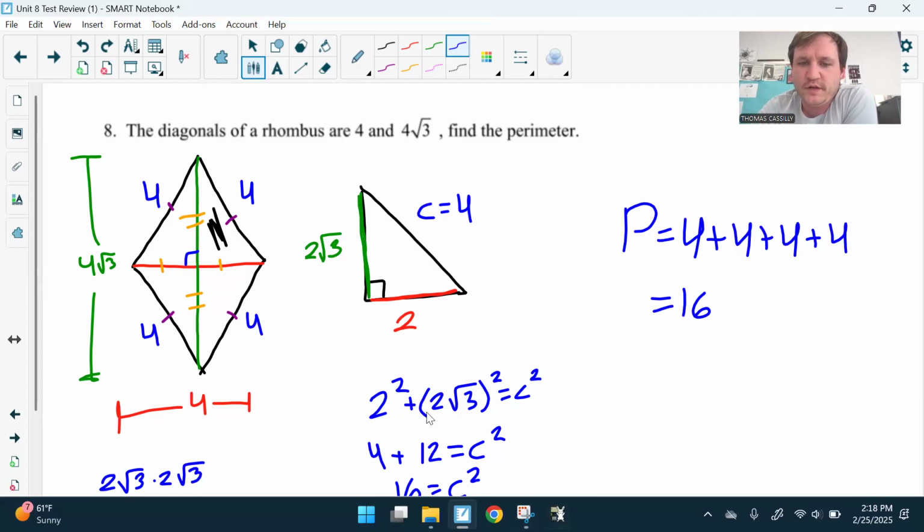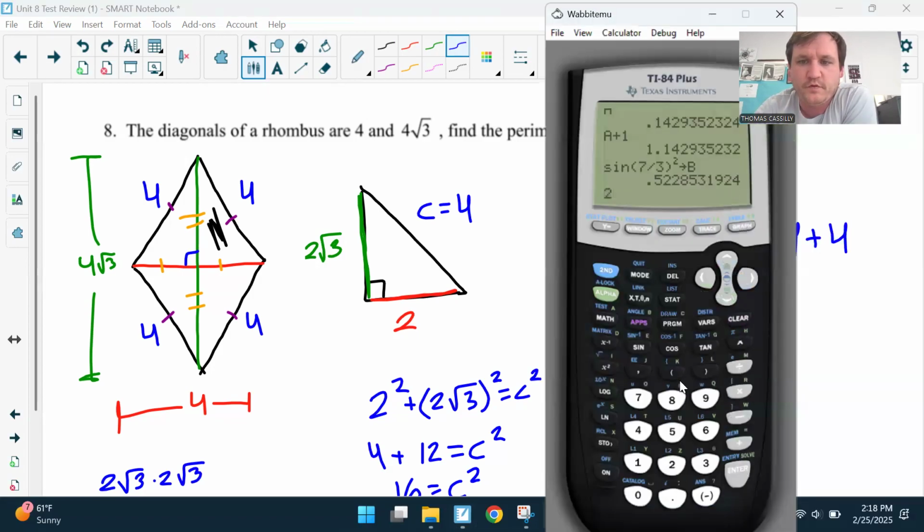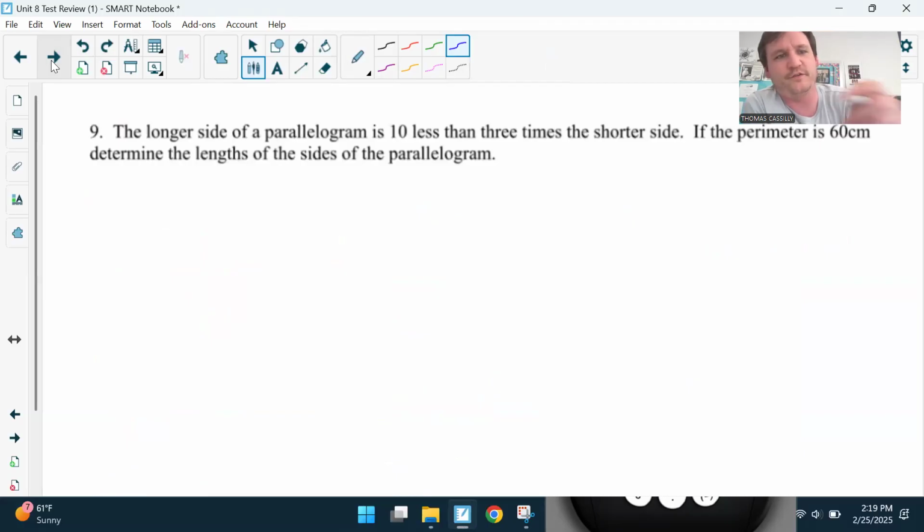If you wanted, don't let that 2 square root of 3 squared throw you off. If you just want to throw it all in your calculator, by all means, do that. We have 2 square root of 3. Close up the parenthesis, square it, and that should give you 12, which is what we got, right? So you can always fall back on your calculator if you need it. Try to not use it, but it's there.